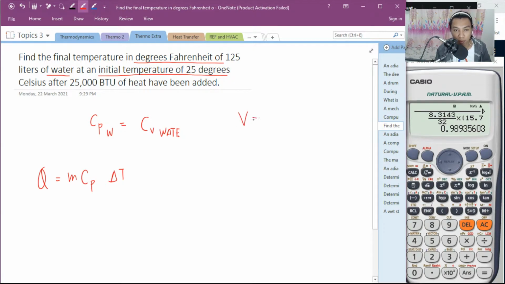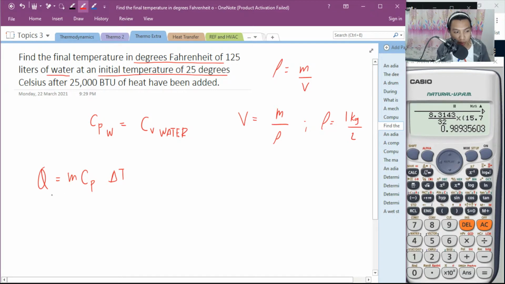Di ba? Volume. Saan ba nagmumula ang volume? Ito, tandaan mo, density is equal to mass over volume. O, di volume, mass over density. Volume is equal to the mass over density ng water. Kaya lang nakaliter. O, diyan mo magagamit yung density ng water is equal to 1 kilogram every liter. Okay.